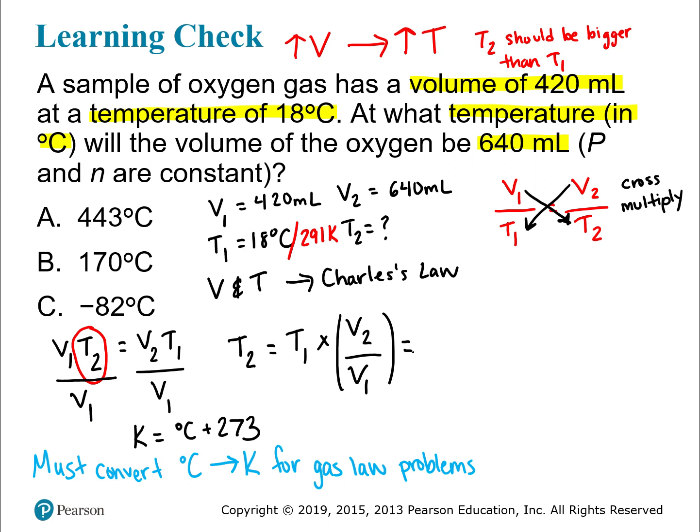Now we're ready to substitute in our variables. T1 is 291 Kelvin. V2 is 640 milliliters. V1 is 420 milliliters. The milliliters cancel. Our answer is going to be Kelvin, which it should be because we're looking for a temperature.